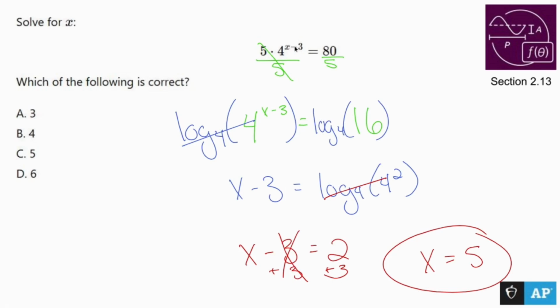So I go up here and I plug it in. Everything's fine. You know it's going to work out. The answer is going to be C, x equals 5.